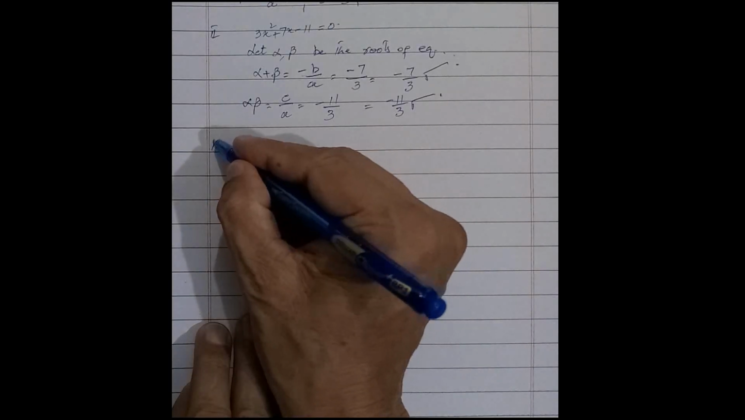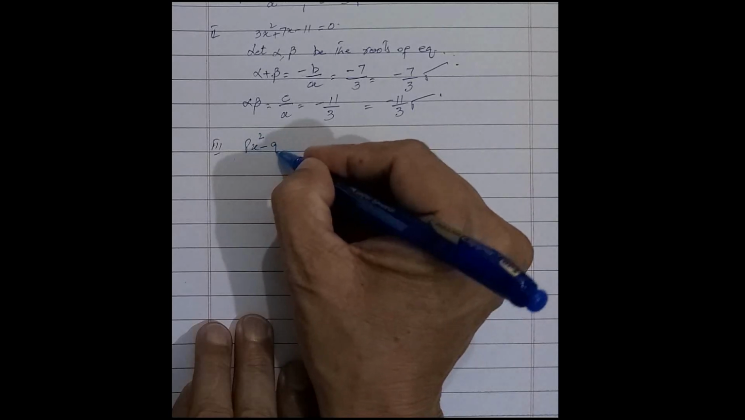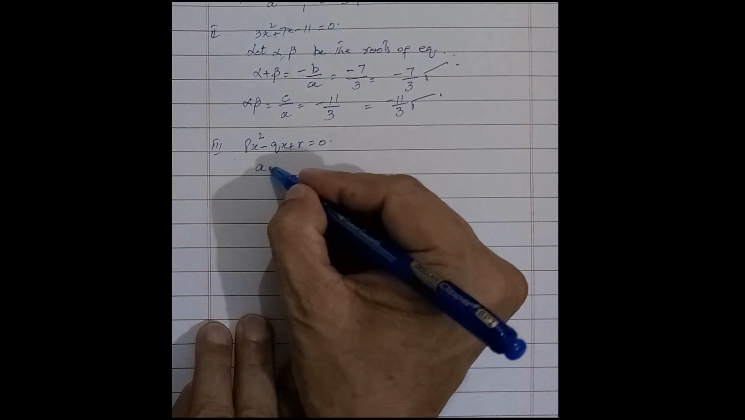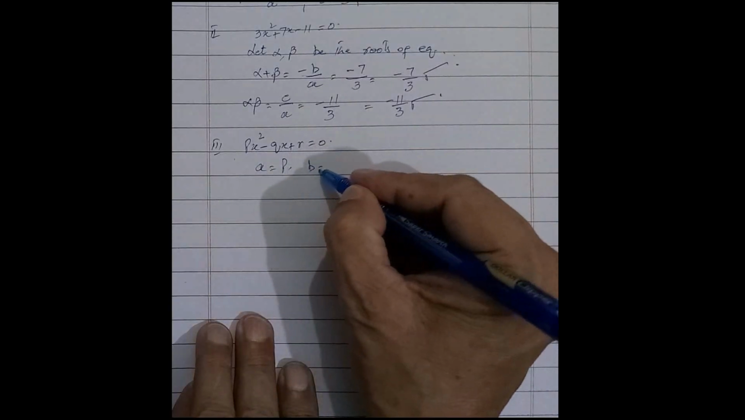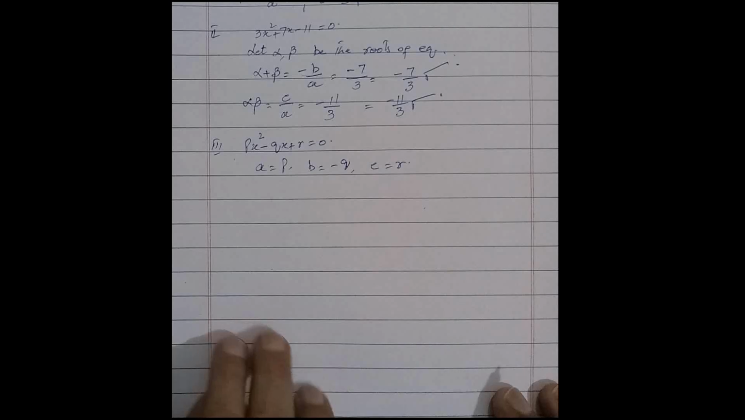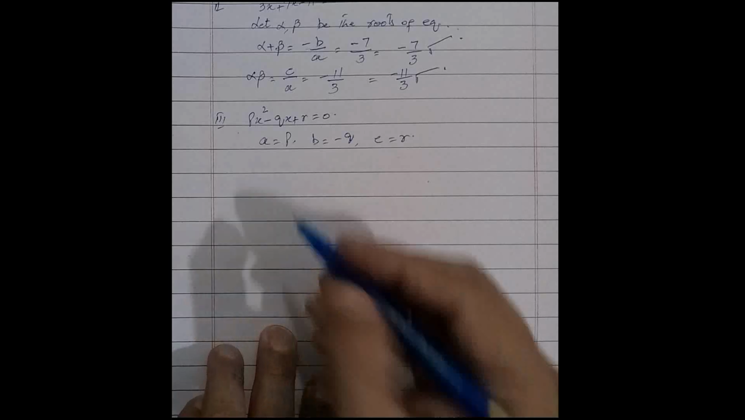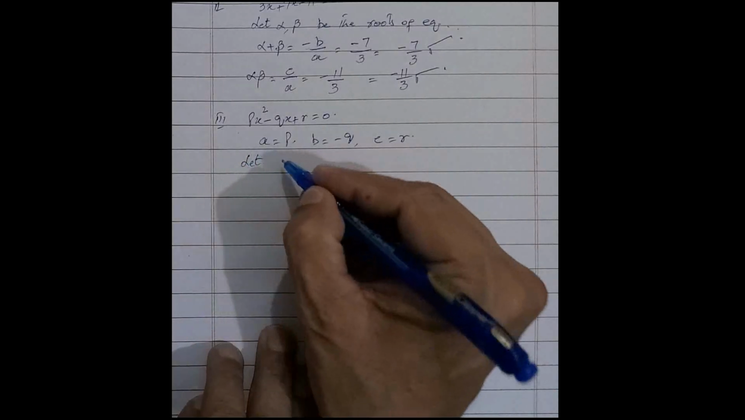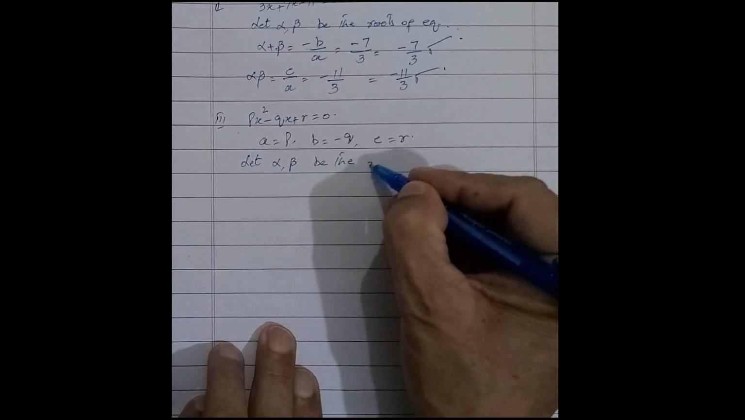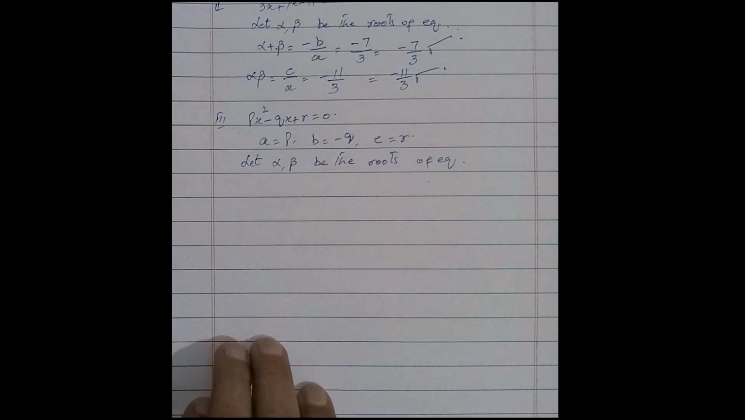And the third part is the question px square minus qx plus r is equal to 0. Here a is equal to p, b is equal to minus q, and c is equal to r. And we know that the roots of the equation are alpha and beta. Let alpha and beta be the roots of the equation, and first we find the sum.